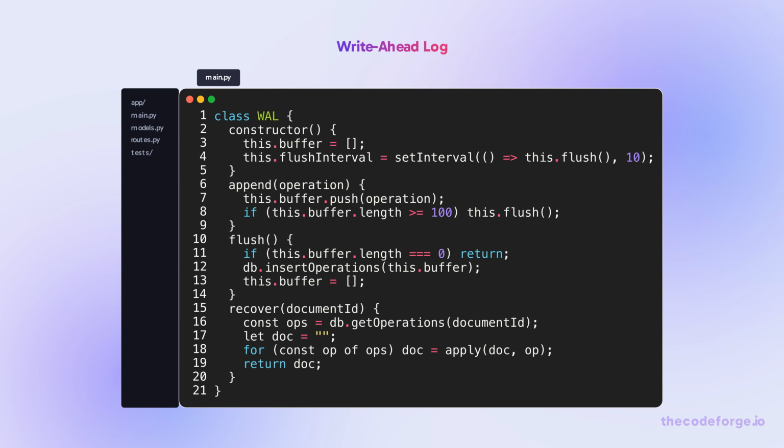This WAL buffers operations and flushes every 10 ms or every 100 operations, whichever comes first. On recovery, it loads all operations from the database and replays them to reconstruct the document state. This avoids synchronous persistence latency.